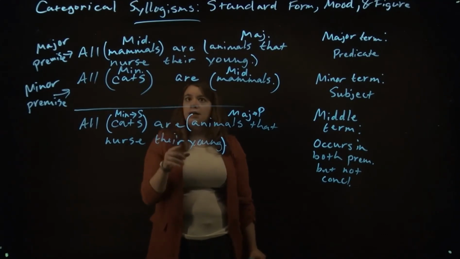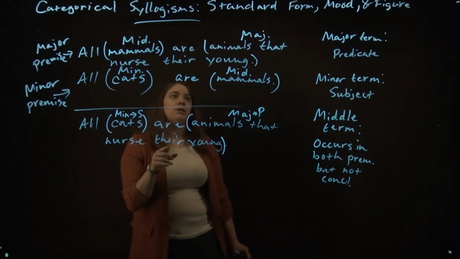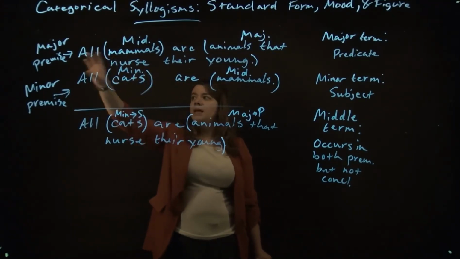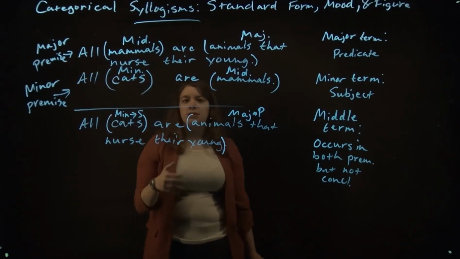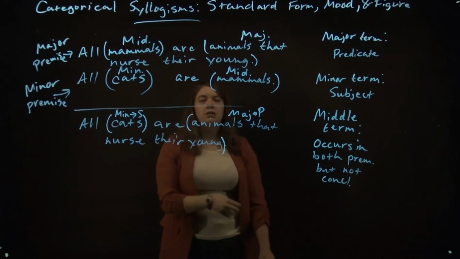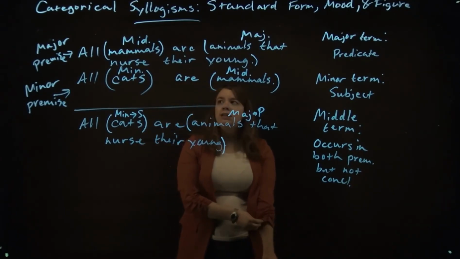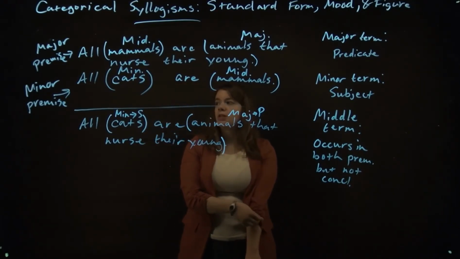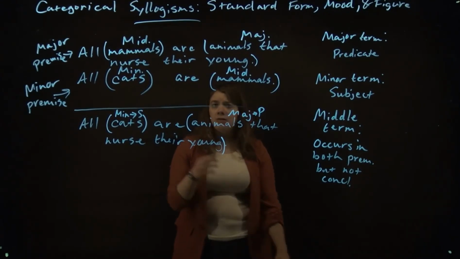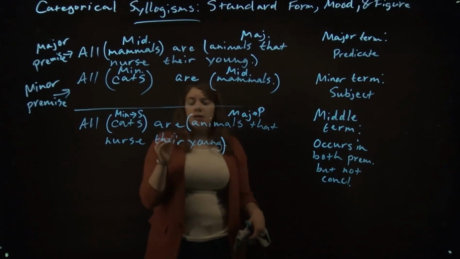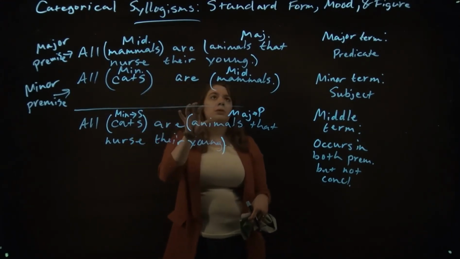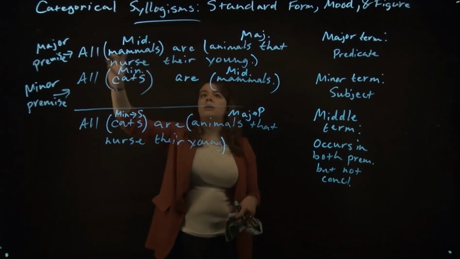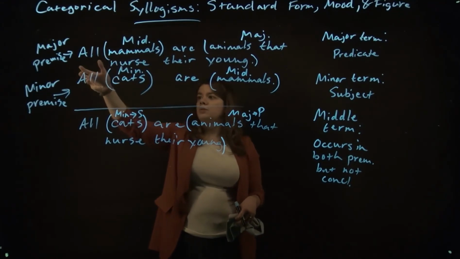You need to have these in place in order to have your categorical syllogism set up appropriately. The other thing to keep in mind is that the major premise has to come first. You might think, why is this necessary? Well, in the next video, we're going to talk about how you need to have the major premise first and the minor premise second in order to accurately read a chart to determine whether a syllogism is valid or invalid. So it's really important to make sure that you have the major premise first, which we do.